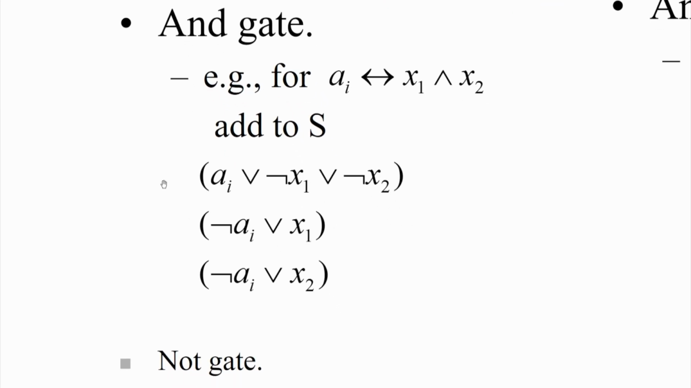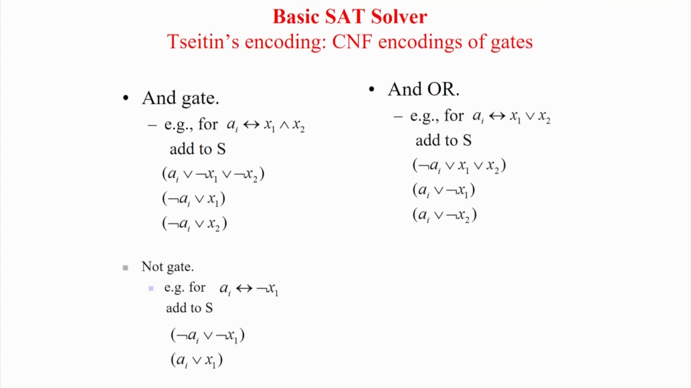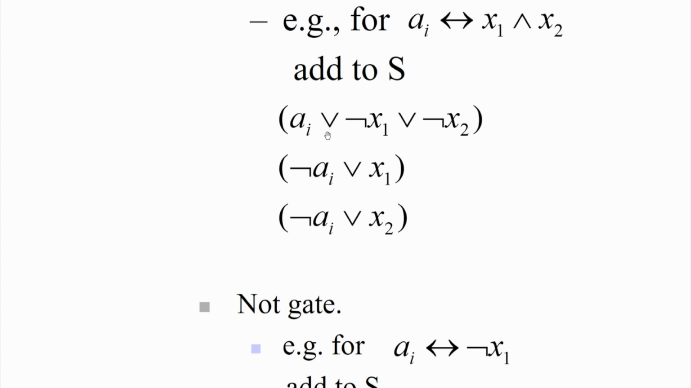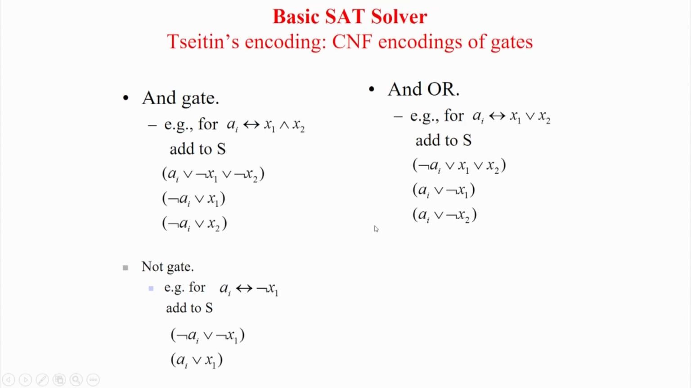So this is how we write A1 equal to x1 and x2. Done. Now how is it going to be converted into a Boolean CNF formula? I write it this way: A1 or not of x1 or not of x2, not of A1 or x1, not of A1 or x2. Now you see how it holds.